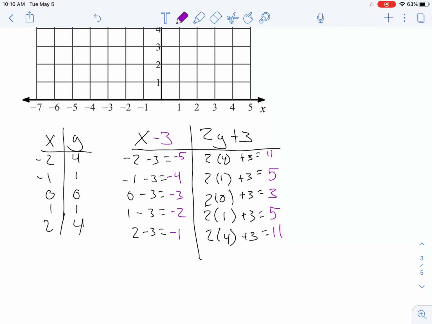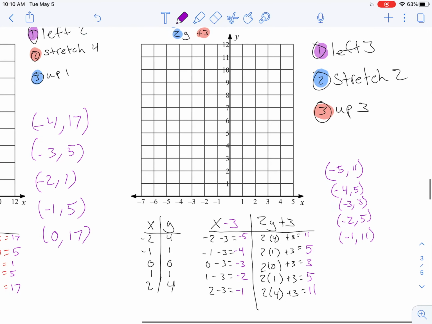So we have some ordered pairs here. Negative 5, 11. It's from my first row. Negative 4 and 5. That's my second row. Negative 3, 3. Negative 2, 5. Negative 1, 11. So we're going to plot these points. I'm going from my origin, negative 5, positive 11 all the way up here. Negative 4, 5, I'm finding negative 4 and then going up 5.